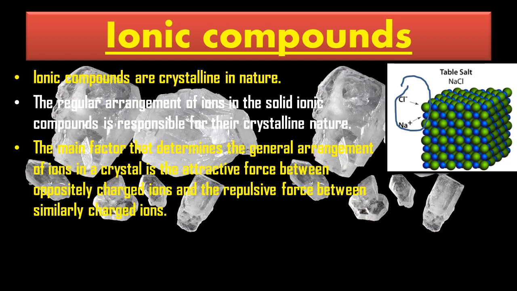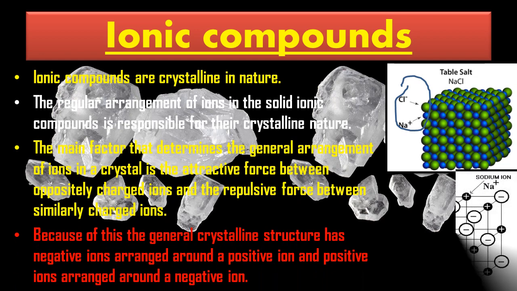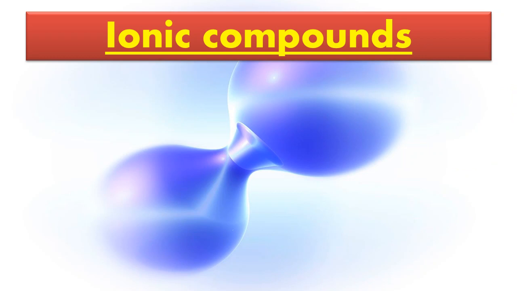Because of this, the general crystalline structure has negative ions arranged around a positive ion, and positive ions arranged around a negative ion. You can observe the alongside diagram, that a particular positive ion is surrounded by negatively charged anions. So cations are surrounded by negatively charged anions. This is the structure and proper arrangement of ions in the ionic compound.